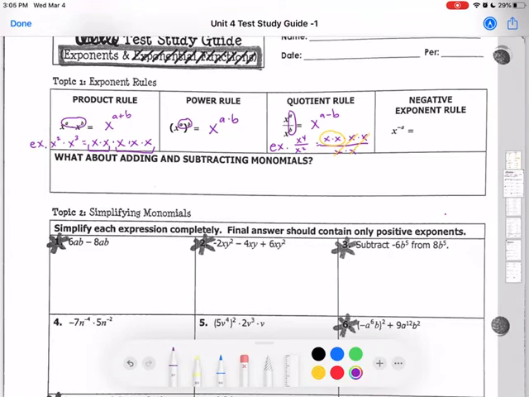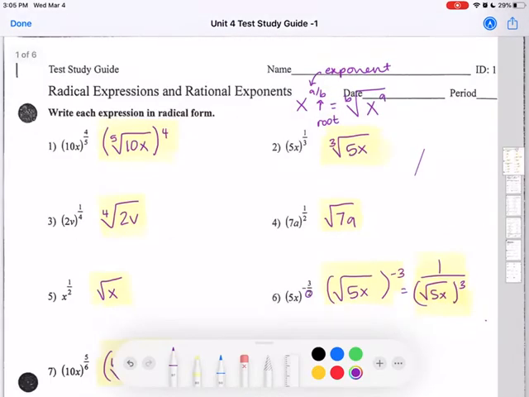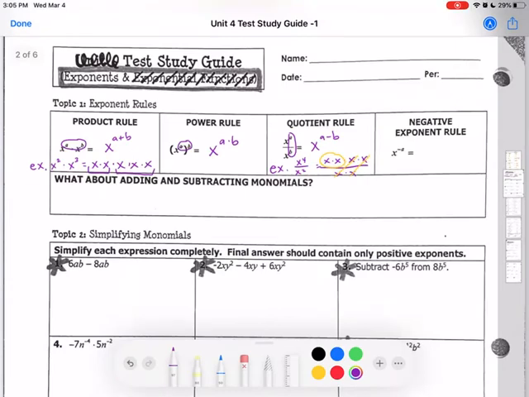And finally, the negative exponent rule. This is the most tricky rule to remember, but I can't have a negative exponent. So if it's negative, you move it to the bottom, you change the exponent to a positive, and you leave whatever's on top, or if there's nothing, you just put a 1.